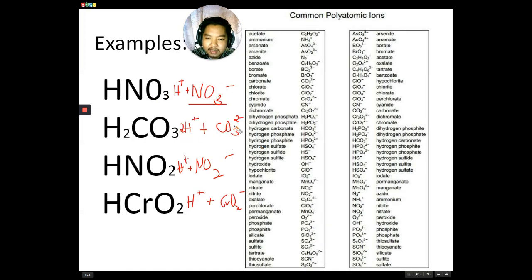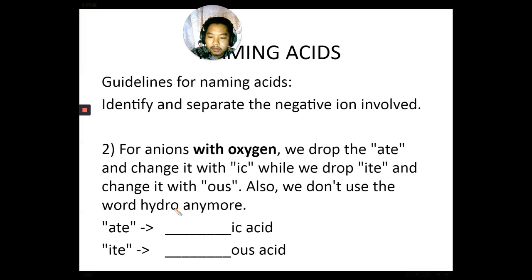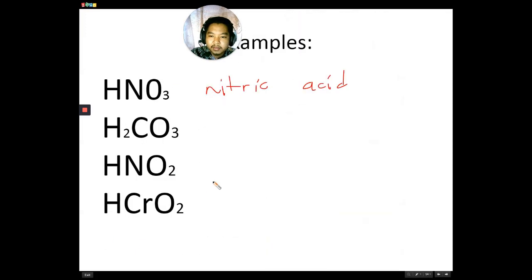So let's take a look at the second example. CO3 2 negative. Where art thou? Here we have your carbonate. Gotcha. So ATE, again we go back to the rule. If it's ATE, we use ic. So instead of saying carbonate, it becomes carbonic acid.